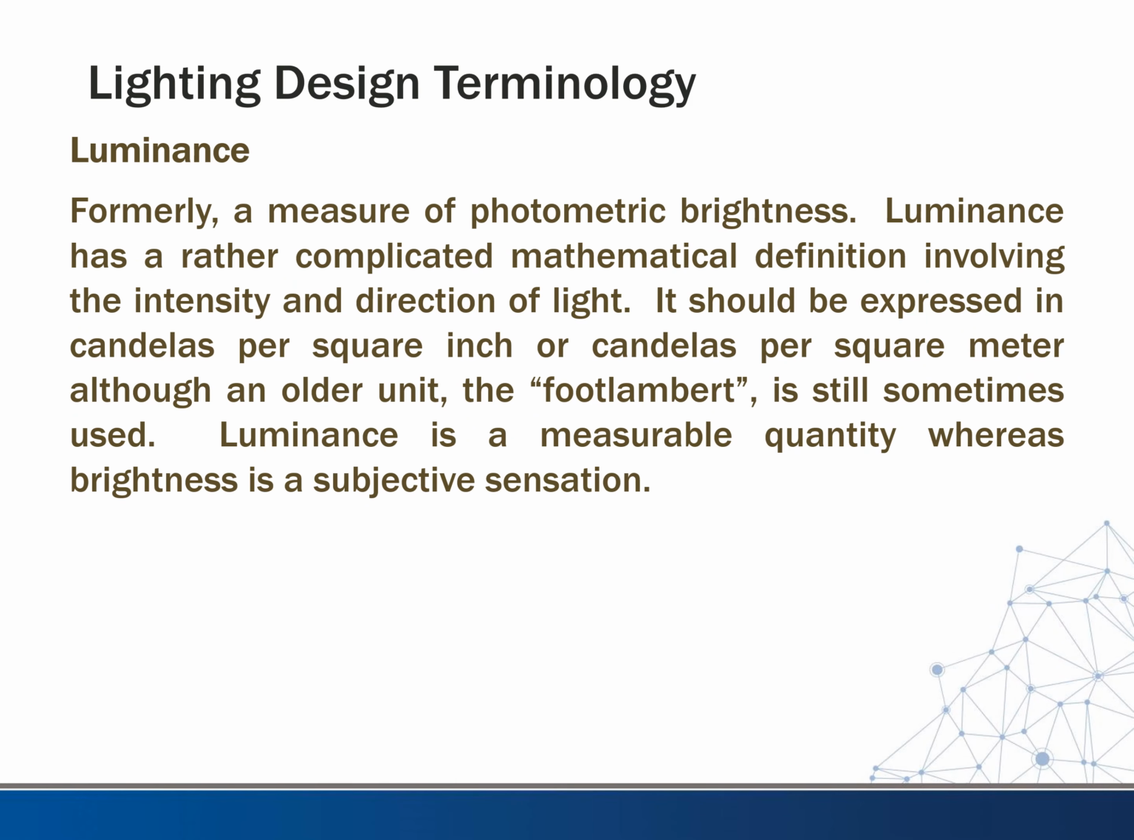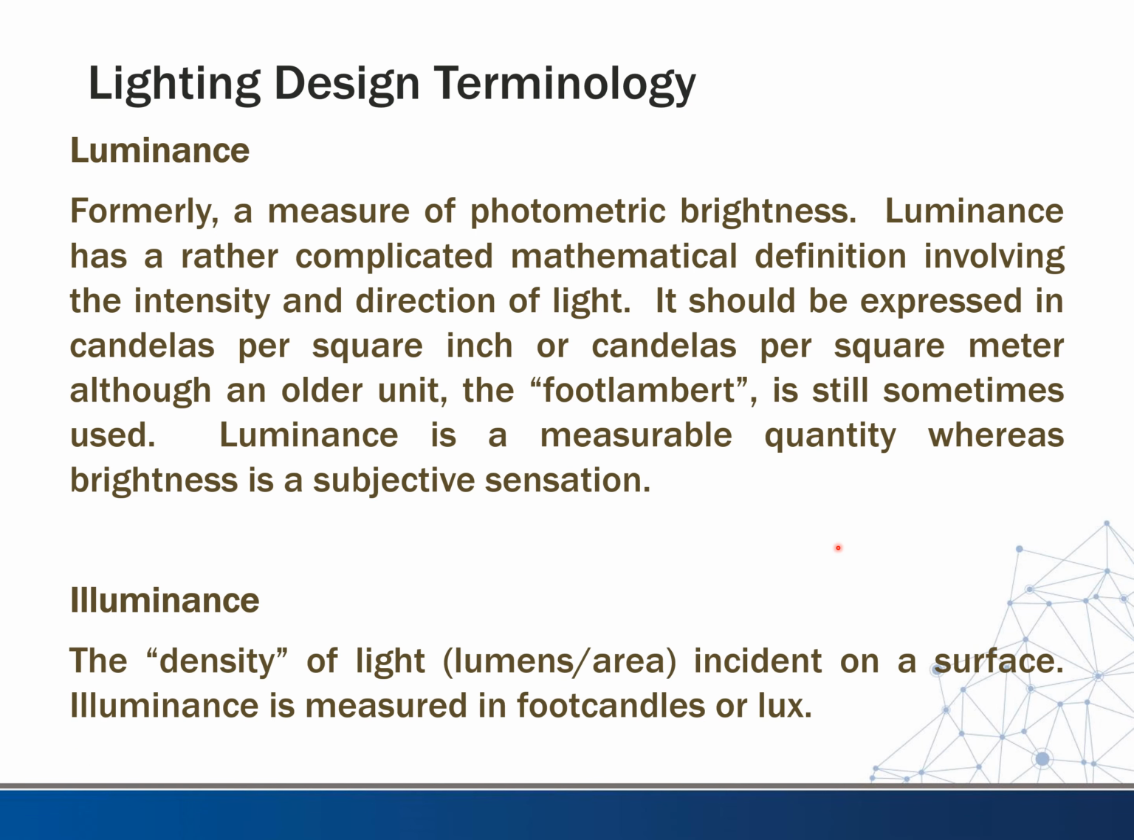Luminance. Formerly a measure of photometric brightness, luminance has a rather complicated mathematical definition involving the intensity and direction of light. It should be expressed in candelas per square inch or candelas per square meter, although an older unit associated with this is foot Lambert. This is still sometimes used. Luminance is a measurable quantity, whereas brightness is a subjective sensation. So whereas they used to use this to describe brightness, now we've come to realize that brightness can be subjective. So what we're trying to measure then is the intensity and the direction of the light.